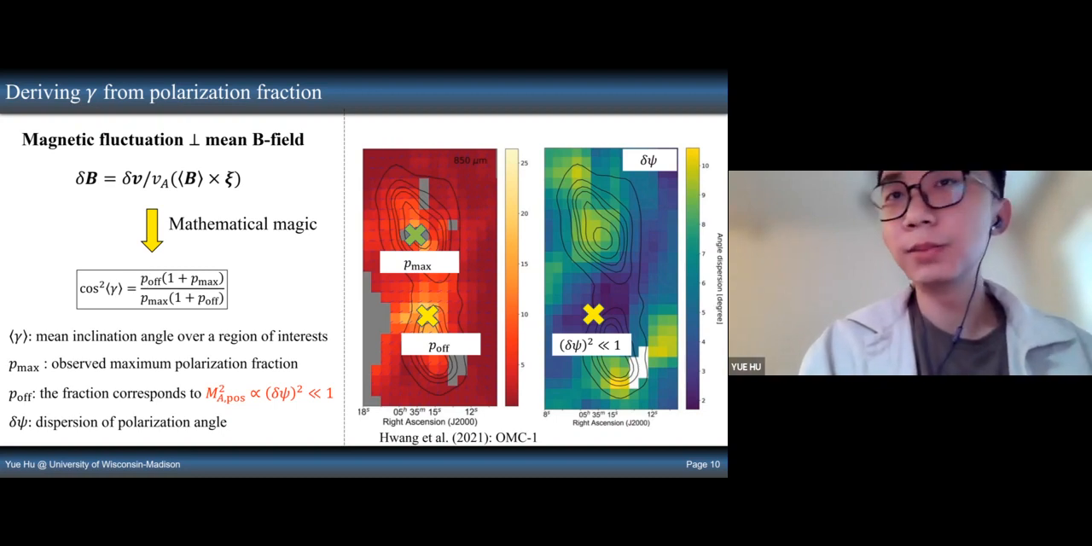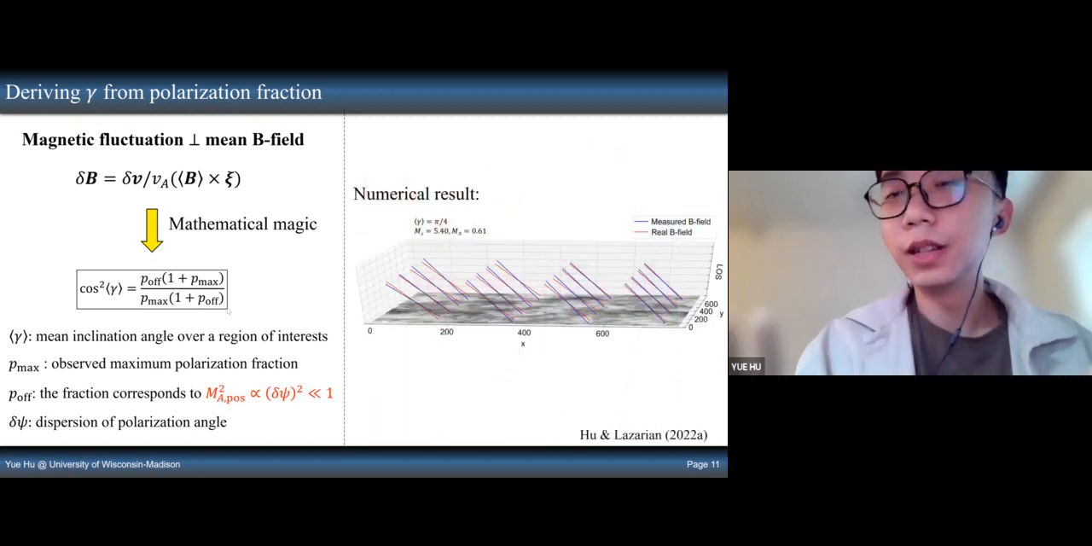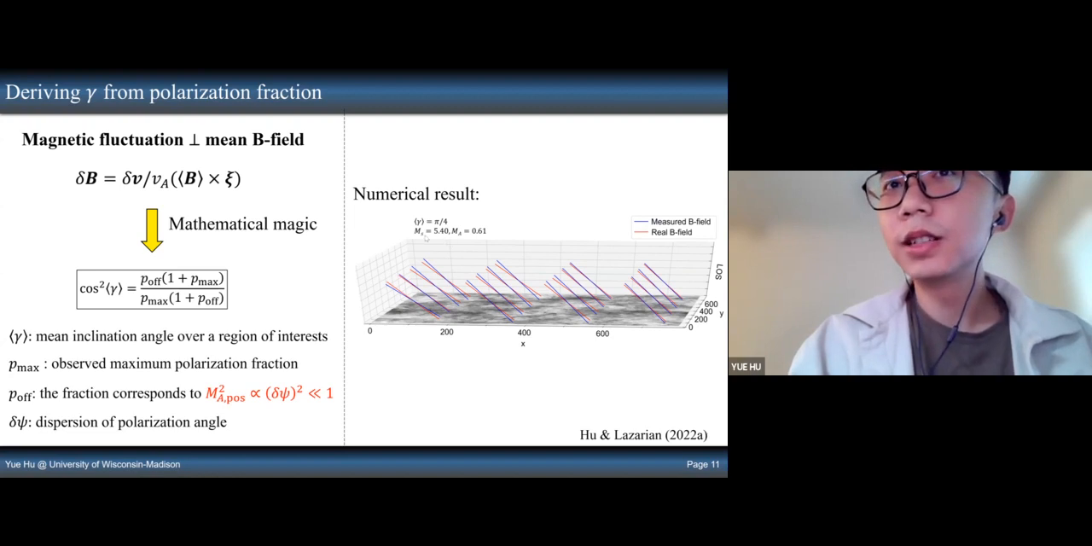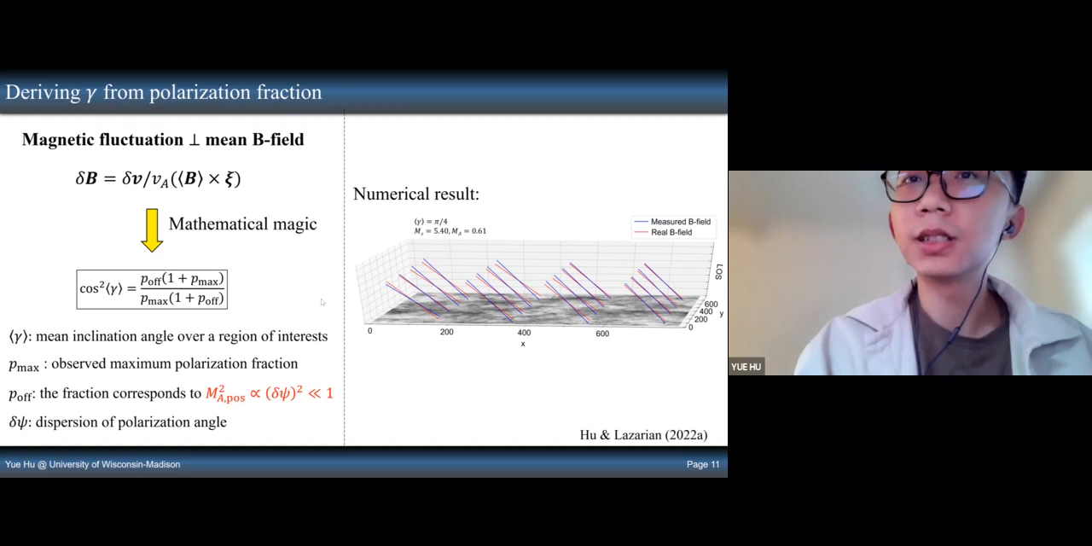So that is how we can implement this method to trace a three-dimensional magnetic field in a star-forming cloud. We did a numerical experiment to see how we can recover the three-dimensional magnetic field using this method. This is an MHD turbulence simulation in supersonic and sub-Alfvénic conditions. The blue segments are the magnetic field measured from our new method, and the red segments are the real magnetic field in the simulation. We can see this new method recovered the three-dimensional magnetic field very well.